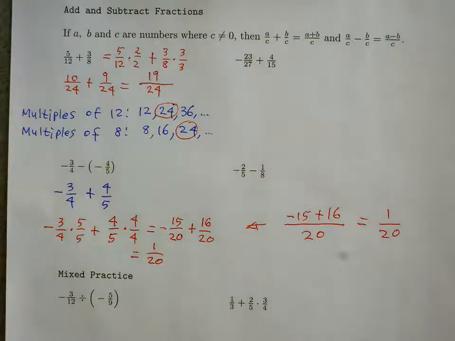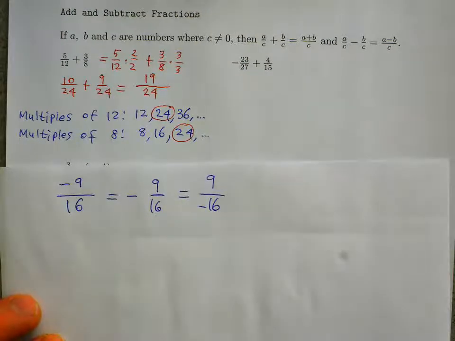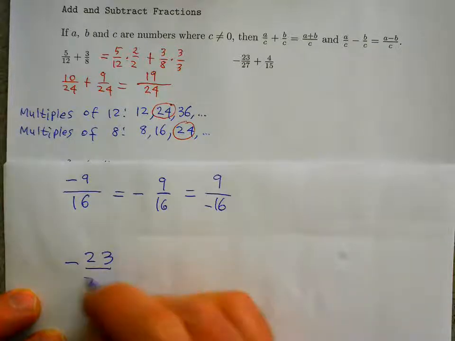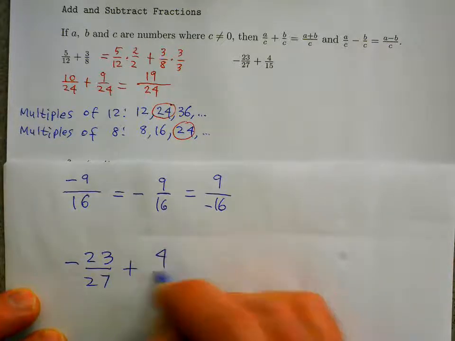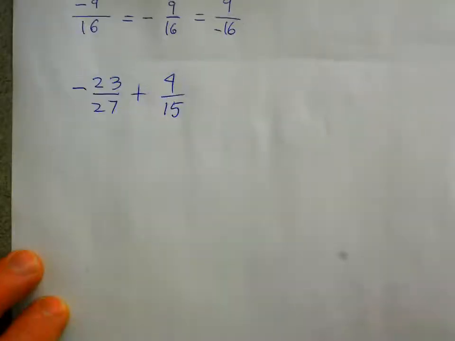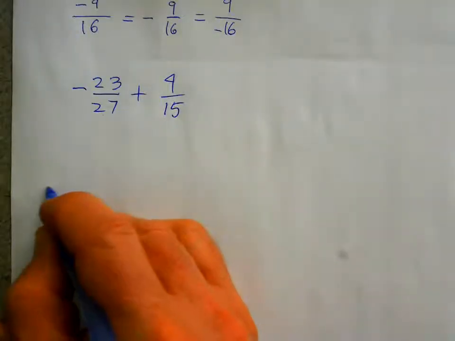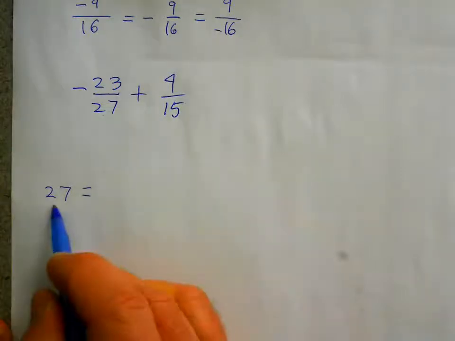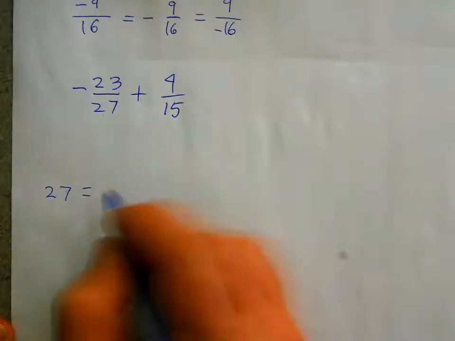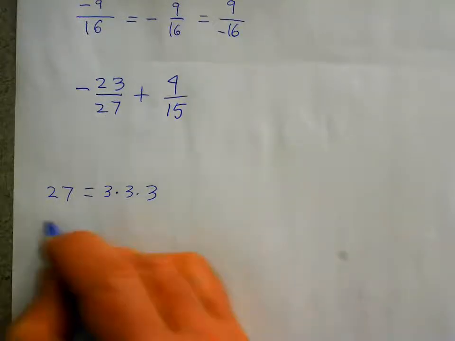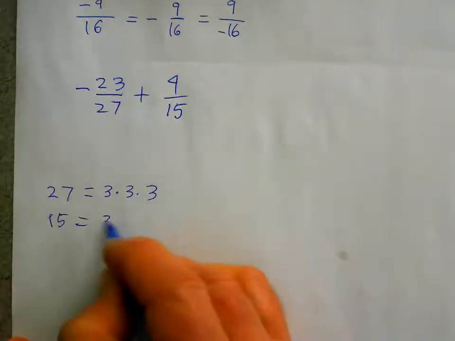Okay, for a couple of minutes, we'll take a look at negative 23 over 27 plus 4/15. So how do we find a common denominator? Well, one way to do it is write down the prime factorizations. The prime factors of 27 are 3 times 3 times 3. And the prime factors of 15 are 3 times 5.